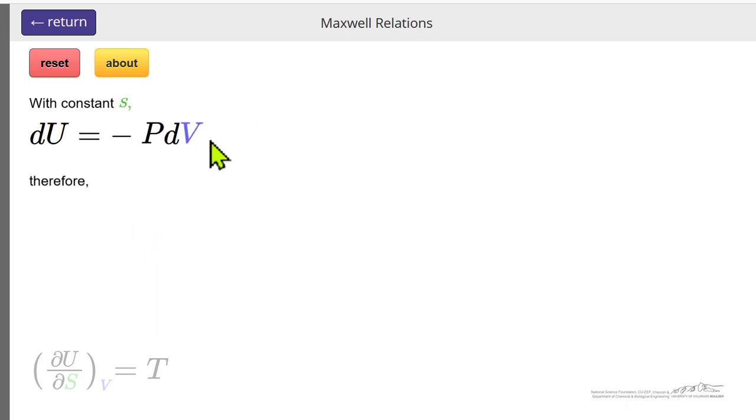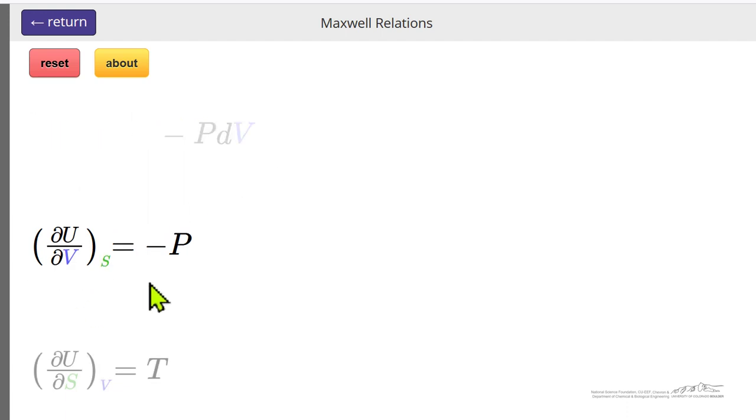Now we can continue, and we look at the other variable, the same thing. Now the change in U with respect to the change in volume at constant entropy is this partial derivative. So we have two partial derivatives.